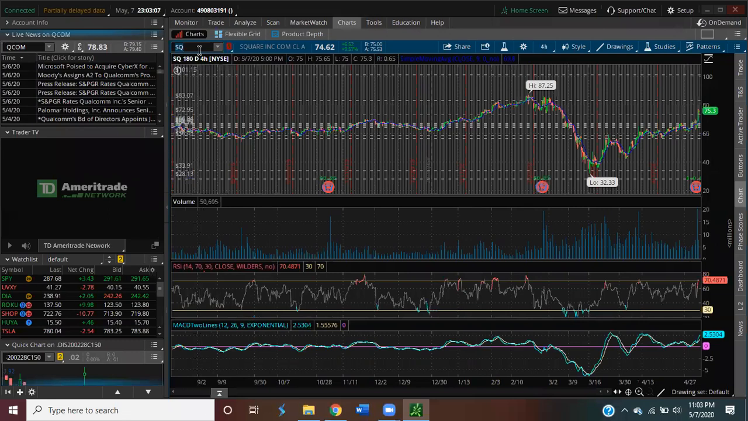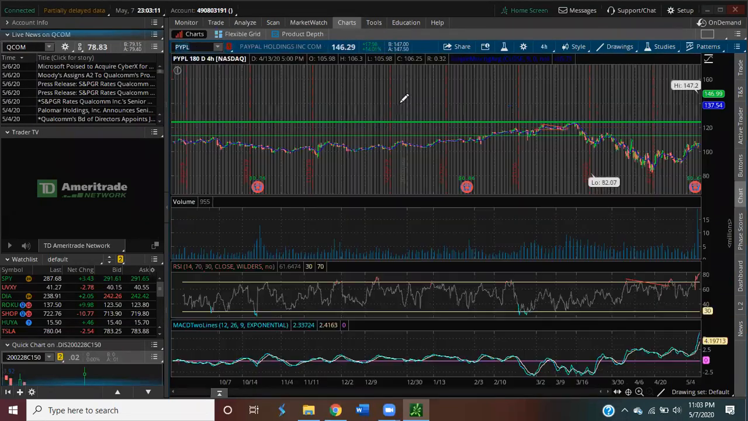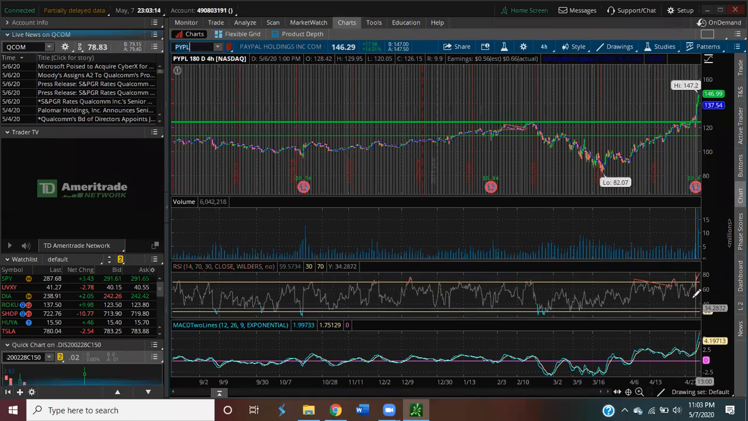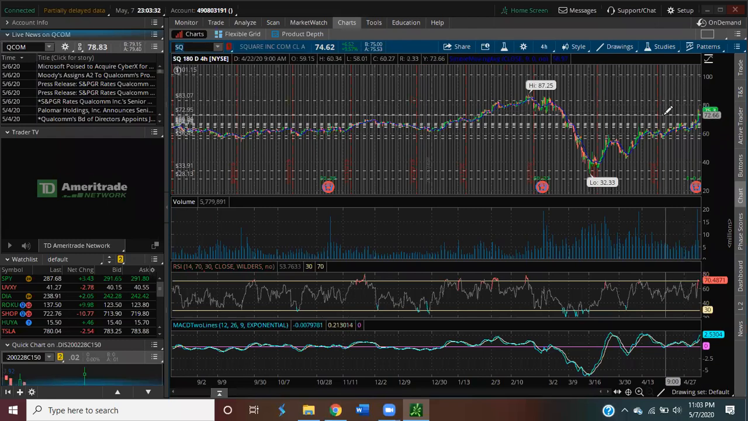Same thing with PayPal. You take a look at PayPal's RSI on the 4 hour. This thing is off the chart, like it's up here above 80. So Square and PayPal gonna move together. They're gonna be coming down in the next couple of days. Now, are they gonna come all the way back down? They're probably not gonna come all the way back down to where they was, but they'll have a pullback.